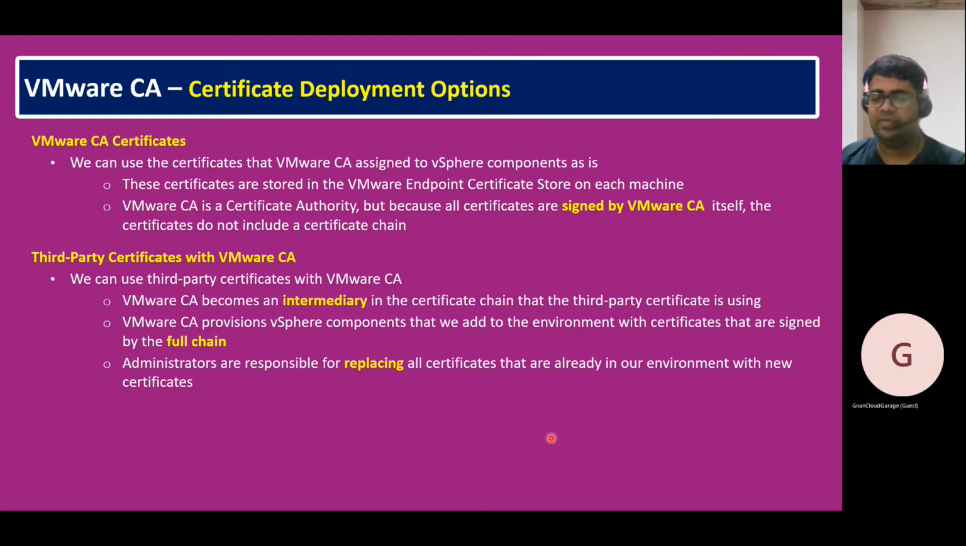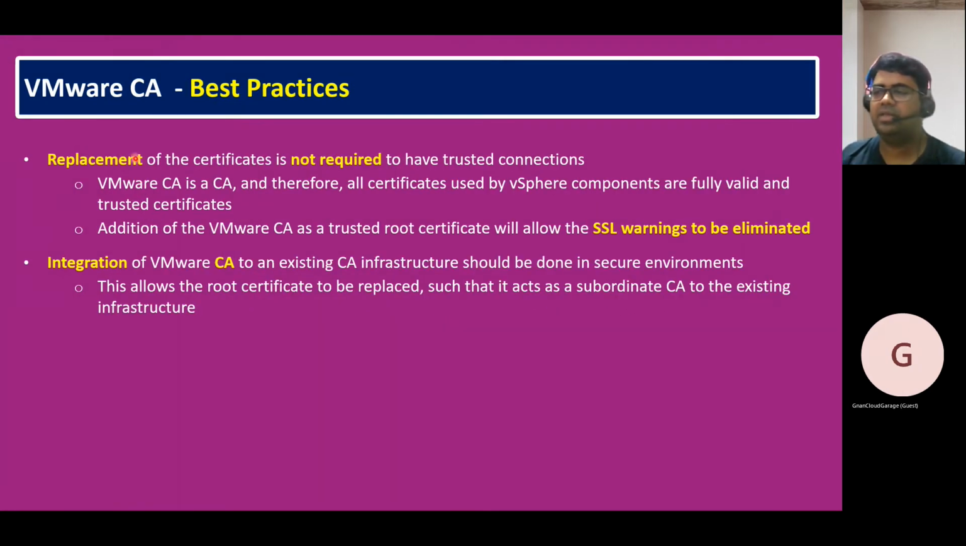Okay, now we'll verify the VMware CA best practices. Mainly, VMware recommends that replacement of certificates is not required to have trusted connections. The official VMware recommendation is not to replace any existing certificates. VMware CA is a CA, and therefore all certificates used by vSphere components are fully valid and trusted certificates. Adding the VMware CA as a trusted root certificate will allow SSL warnings to be eliminated. If there is any SSL warning, we can safely ignore it.